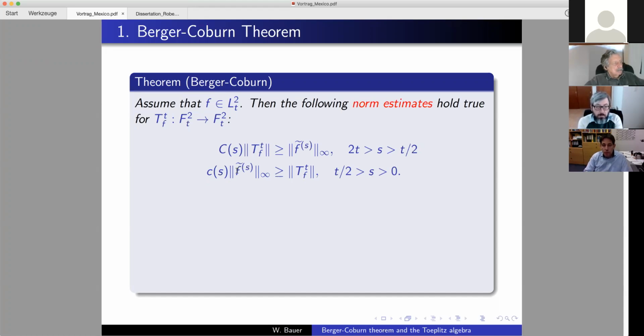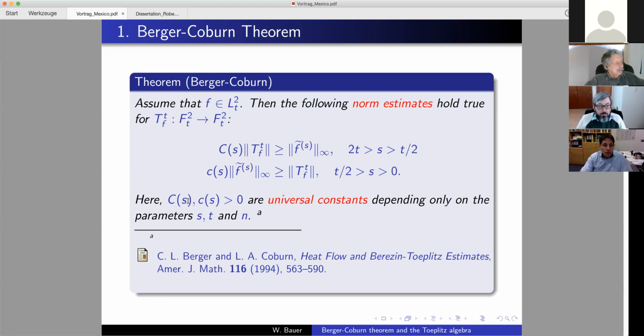So what typically can happen is that you start with a symbol F, which is maybe very unbounded and oscillates a lot, and then you look at the heat transform of this, and as time s runs, then at some time this may become a bounded function, and then it stays bounded for all later times. So that may happen. So these capital C_s and small c_s are some universal constants which depend on these parameters s, t, and n, and one can give some estimates on this. Okay, this is one question to that.